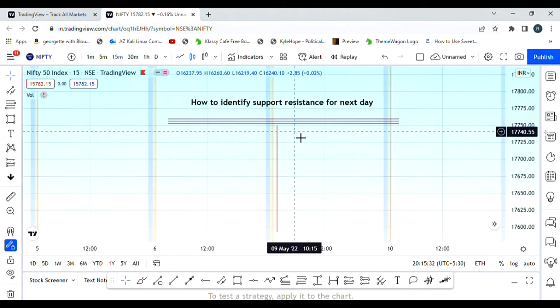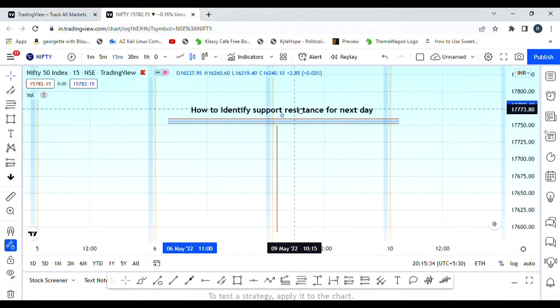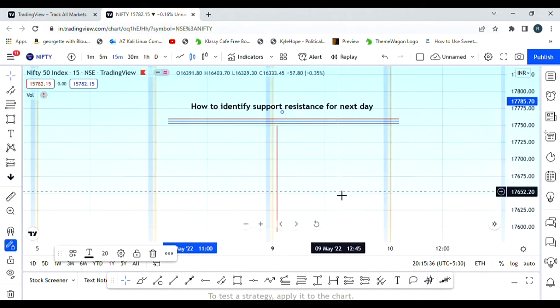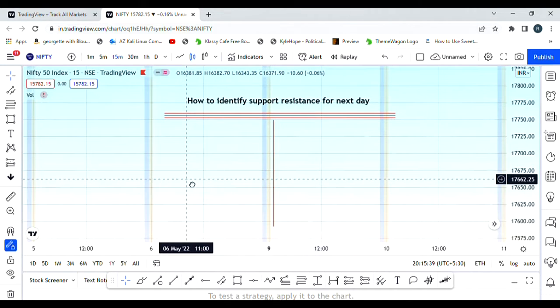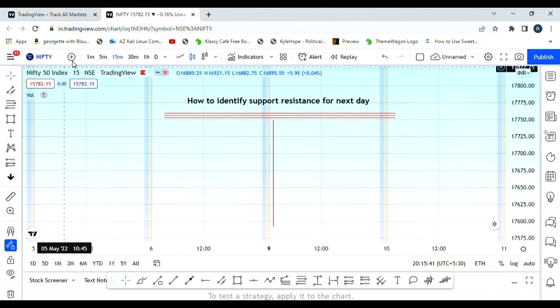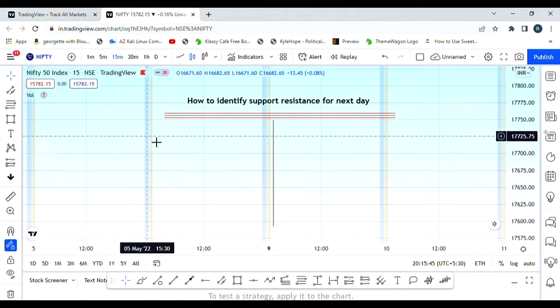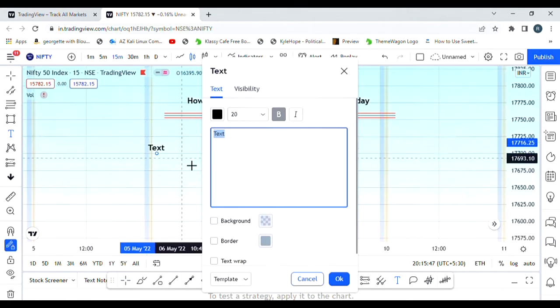Today's topic is how to identify support and resistance for the next level. How can we identify it? For that, we take a Nifty chart, and remember, a 15-minute time frame. Right here is the 15-minute time frame.